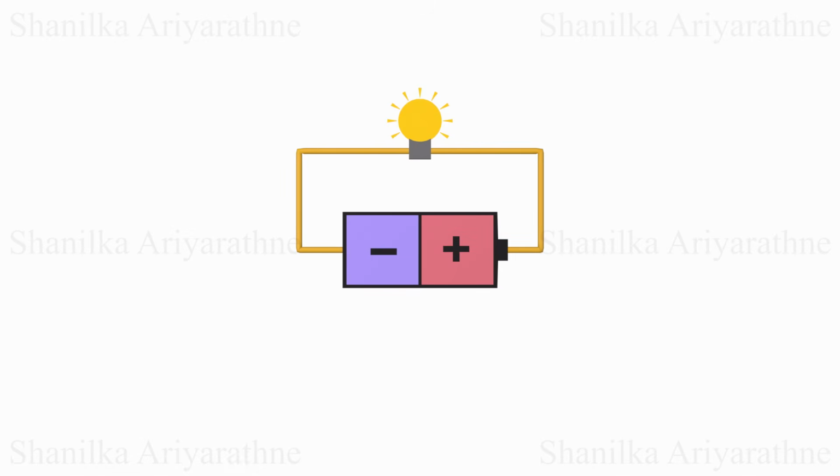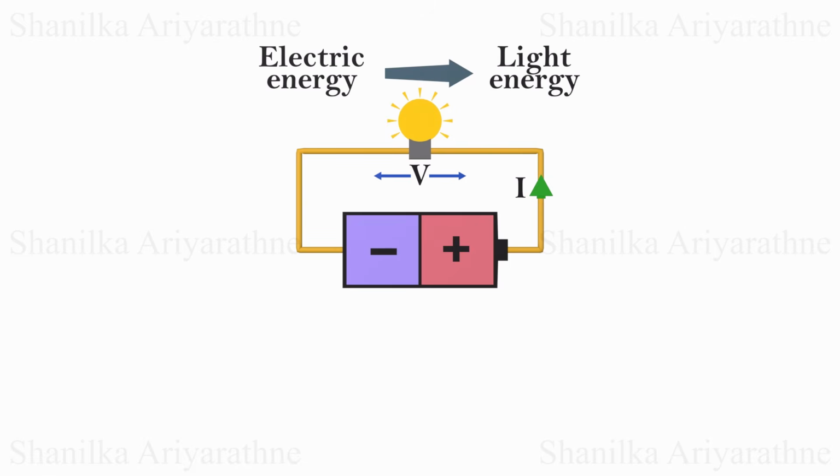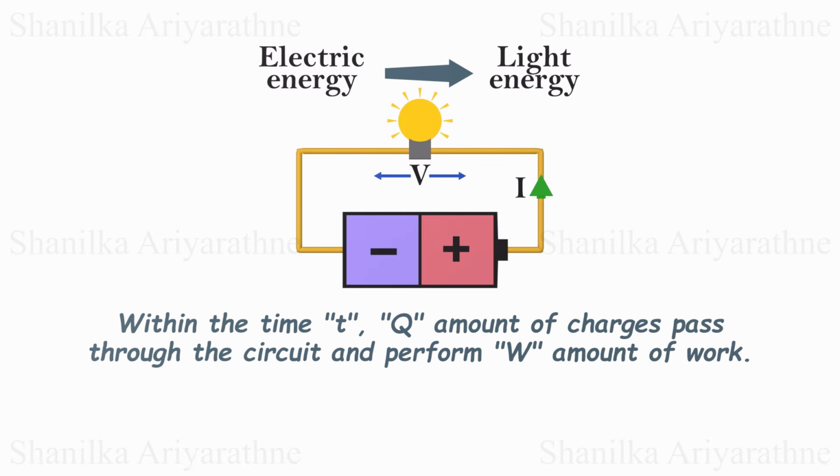Now we are going to talk about electrical power. Consider this simple circuit. When we apply a voltage V across the light bulb, a current I starts to flow through it. Let's assume the light bulb does not waste energy and converts all the energy it uses into light. If within the time t, Q amount of charges pass through the circuit and perform W amount of work, we can use the definitions of current and voltage. Current equals Q divided by t, and voltage equals W divided by Q.